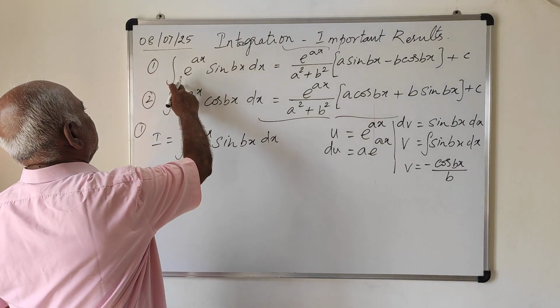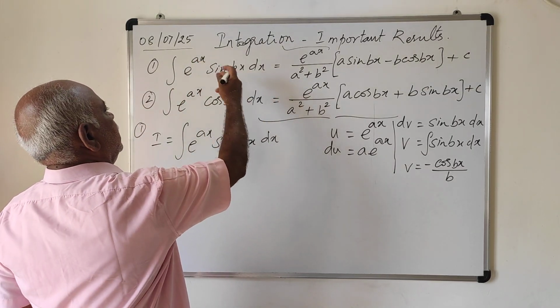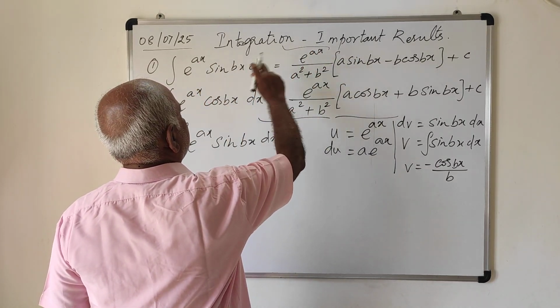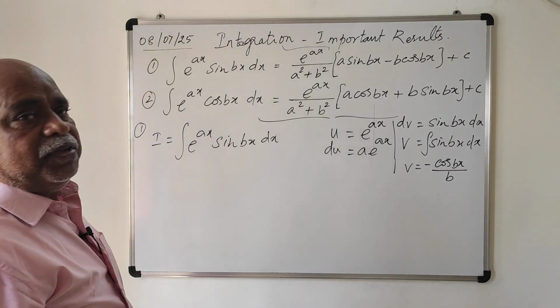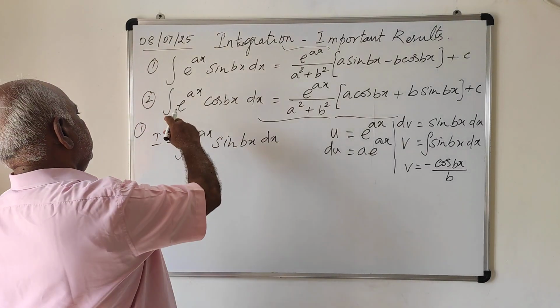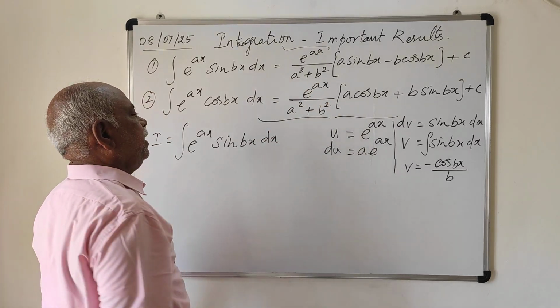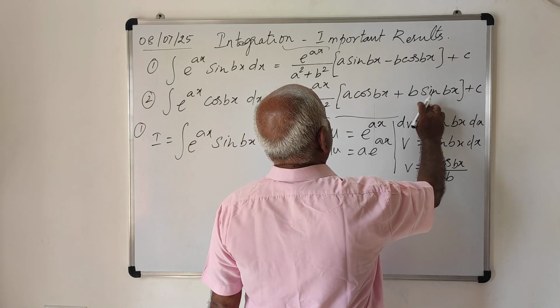First result: integral e power ax into sin bx dx equals e power ax by a square plus b square, into a sin bx minus b cos bx, plus c. Similarly, the second one: integral e power ax cos bx dx is e power ax by a square plus b square, into a cos bx plus b sin bx.